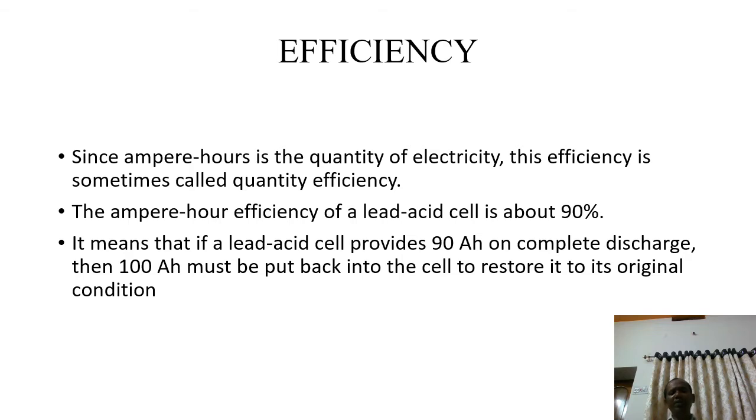The ampere hour efficiency of a lead acid cell is about 90%. It means that if a lead acid cell provides 90 ampere hours on complete discharge, then 100 ampere hours must be put back into the cell to restore it to its original condition. This is well learned.